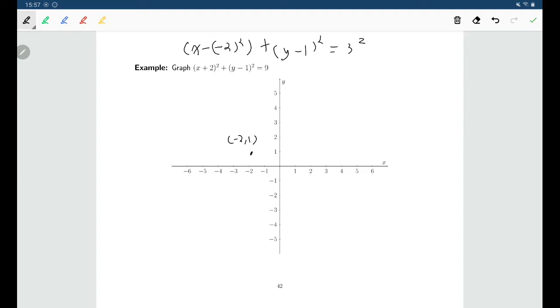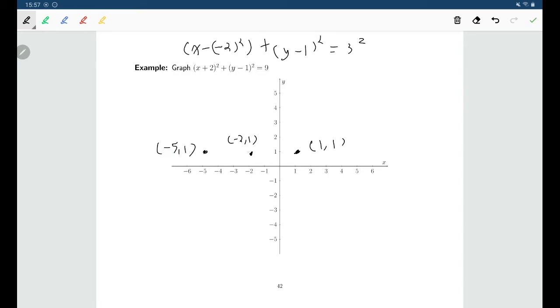And that we should have a radius of 3. So I've plotted my center, negative 2, 1, and what I'm going to do is go 3 units to the right. So increasing the x-coordinate by 3, which brings me to the point 1, 1. I'll go from the center 3 units to the left, 1, 2, 3. So decreasing my x value by 3, so that's the point negative 5, 1.